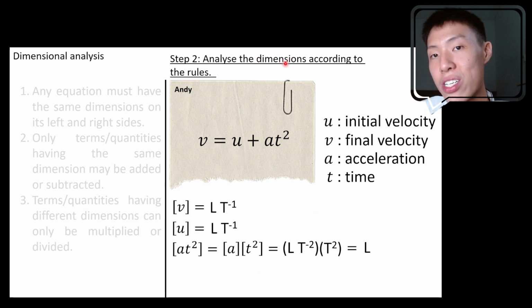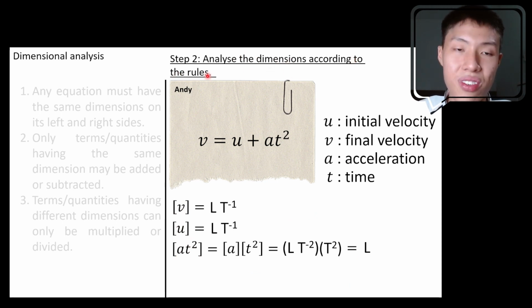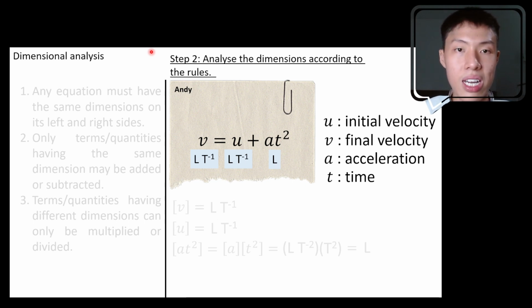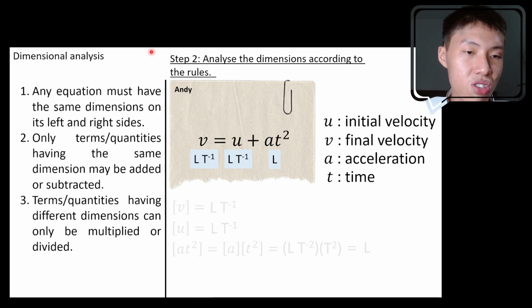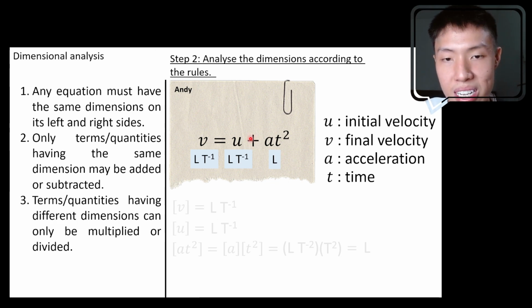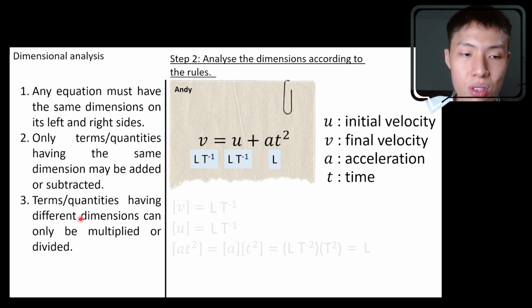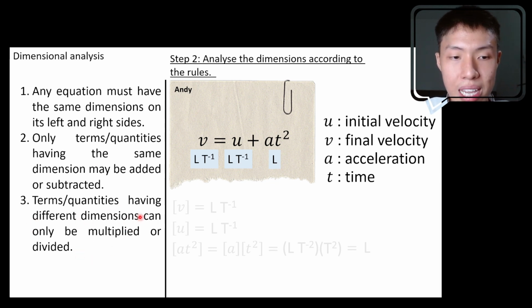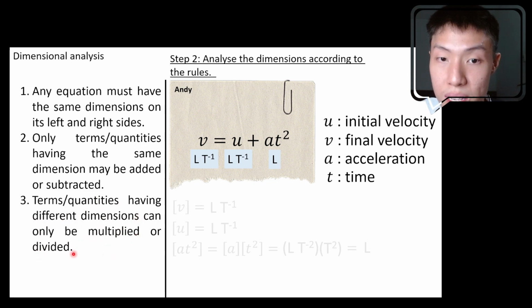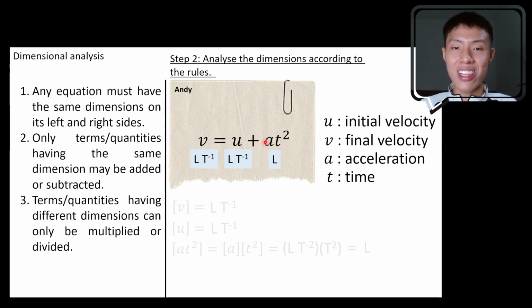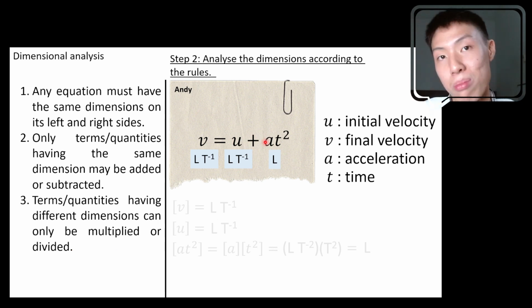You analyze the dimensions according to the criteria. So what are the criteria? These are the criteria. Let me bring the dimensions upwards so it's easy to do our analysis. These are the three criteria. From here you can see that U and AT squared have different dimensions. If you have different dimensions, criteria 3 tells you that you can only multiply or divide. But what am I doing here? I'm doing an addition.